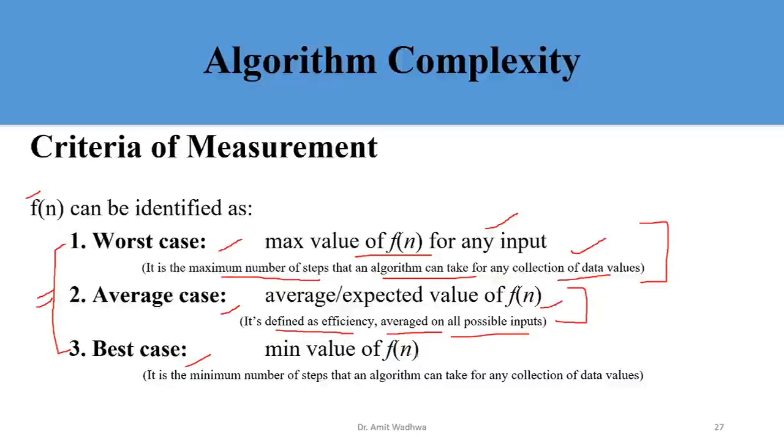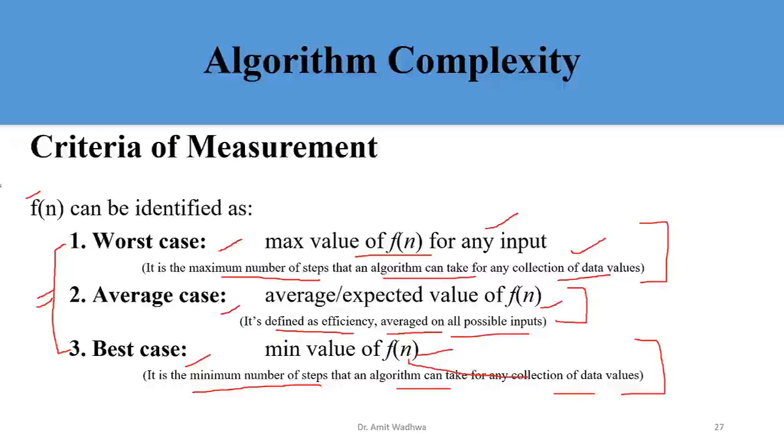In case of best case, it says the minimum number of steps the algorithm can take for any collection of data values. Meaning for any collection of data values, how much minimum number of steps the algorithm will take and complete its task. So that is the limited, or you can say the minimized amount of time. So what is the minimum value of this function f(n), for n taken as the collection of data values, for that algorithm to be completed in a minimum amount of time? That is represented as best case.